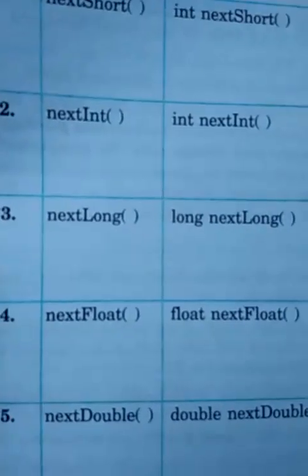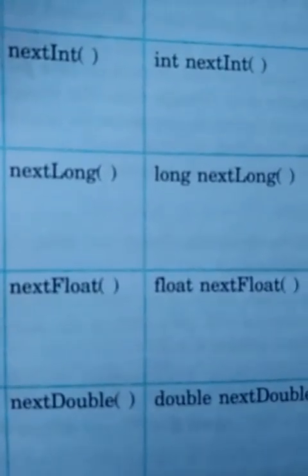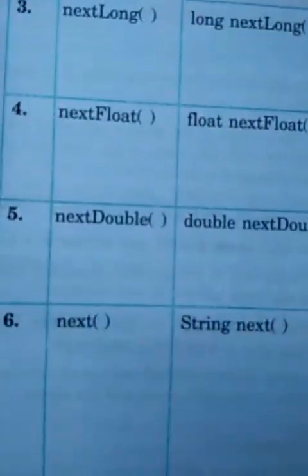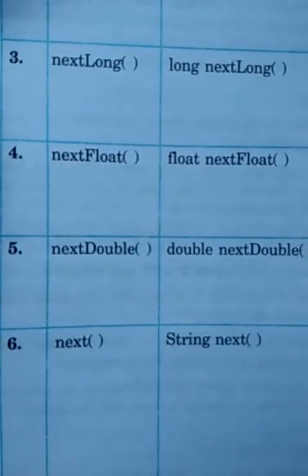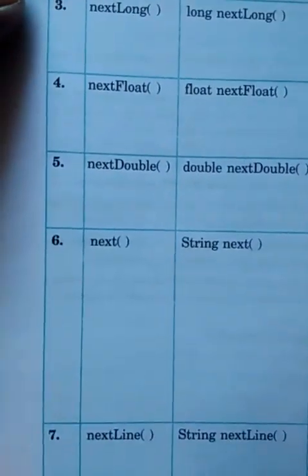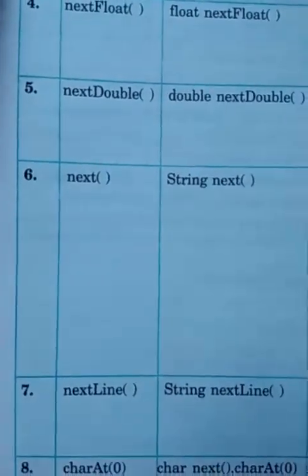nextLong is used to input long integer data from the Scanner class. nextDouble is for double type of data, so the variable should be placed on the left hand side of double type. And there are two more functions: number one is next and second is nextLine.